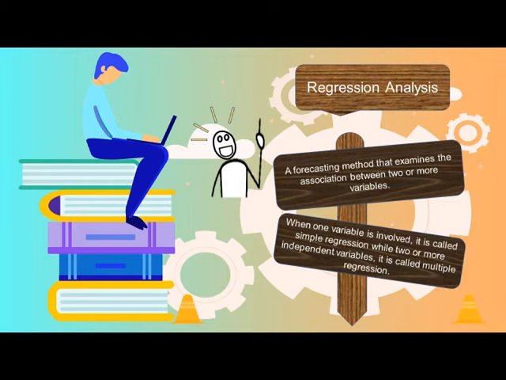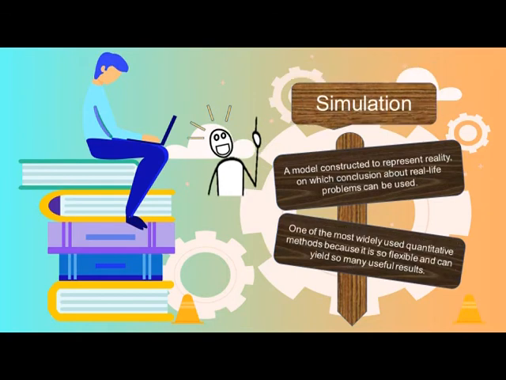Regression analysis. Regression analysis is a forecasting method that examines the association between 2 or more variables. It may be simple or multiple depending on the number of independent variables present. When one variable is involved, it is called simple regression, while two or more independent variables is called multiple regression.